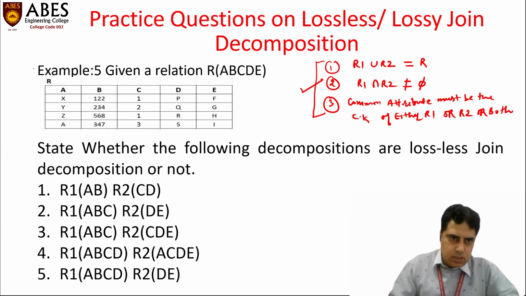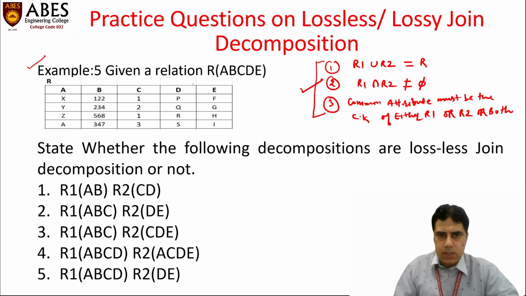So let us understand the concept with an example. Given a relation, a table is given. In this, R is a relation. Attributes are A, B, C, D, E, and these are the tuples. State whether the following decompositions are lossless join decompositions or not.